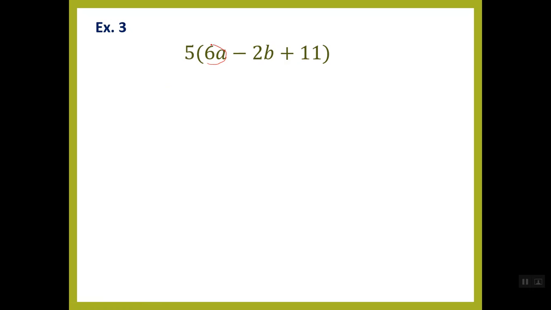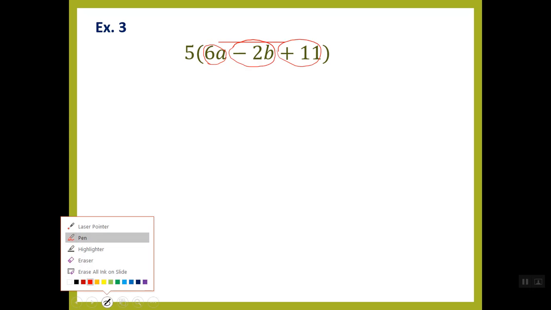So the first term inside the parentheses is 6a, and the second term is negative 2b, because you've got to remember that adding or subtracting goes with what comes after it. And the third term is plus 11, positive 11. So now I'm going to distribute.